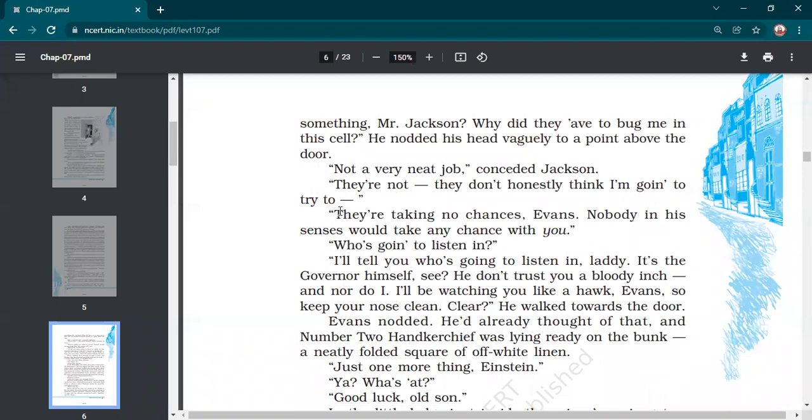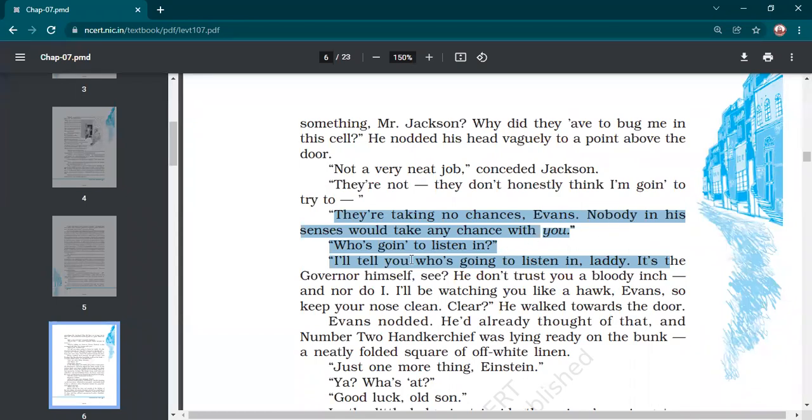So he says, but he even gives the answer. They are not taking any chances. Nobody in his sense would take any chance with you. कहते हैं कि तुम जैसे एक प्रिजनर के साथ तो nobody will take chance कि उसको शिफ्ट करें किसी एग्जामिनेशन सेल में या एग्जाम देने जाए.